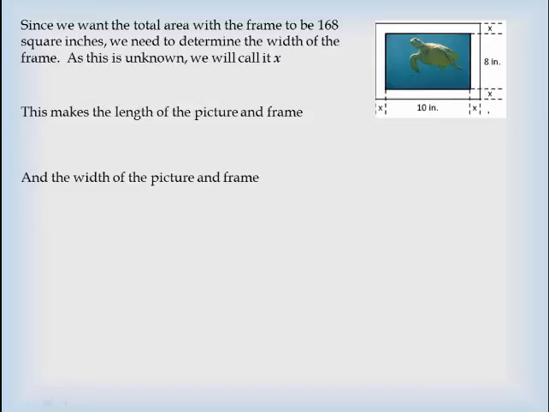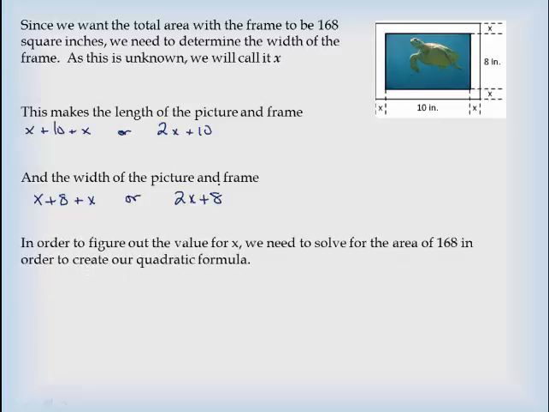So the length is x plus 10 plus x, or 2x plus 10. And the width, that's here, I have x plus 8 plus x. So that's 2x plus 8. Now, to solve for x, we need to solve for the area to be 168. So we're going to need to set this up and create a quadratic equation, or a quadratic formula. That's not a formula, it's an equation. The formula is what we use to solve the equation.